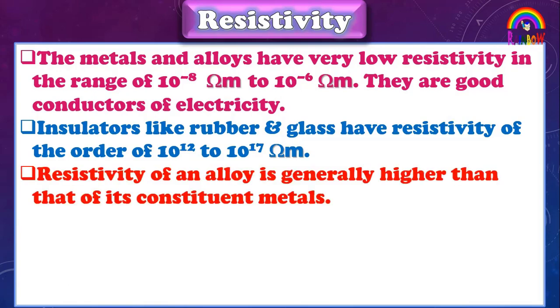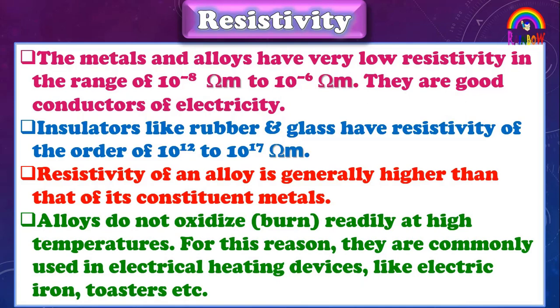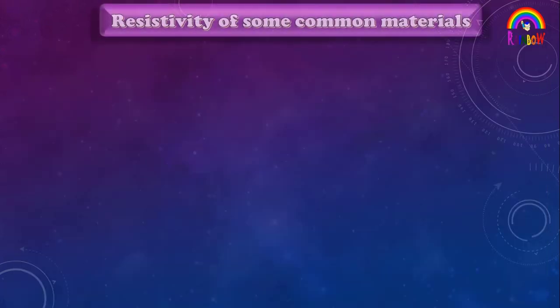Resistivity of an alloy is generally higher than that of its constituent metals. And alloys do not oxidize readily at high temperatures. For this reason, they are commonly used in electrical heating devices like electric iron, toasters, etc. Now let's see the resistivity of some common materials.